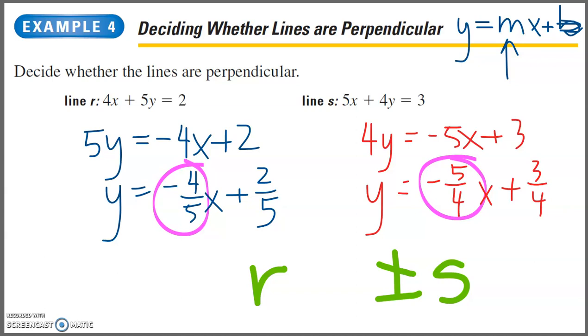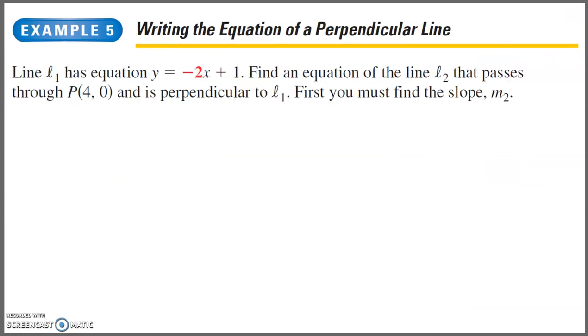All right, last practice question that we're going to do for this video. Line 1 has an equation of y equals negative 2x plus 1. Find an equation of line 2 that passes through this point but is perpendicular to line 1. First it's telling us to find the slope. If it's going to be perpendicular, then the slope needs to be the opposite reciprocal. What's the opposite reciprocal of negative 2? You can think about negative 2 as being over the number 1 if that's helpful.